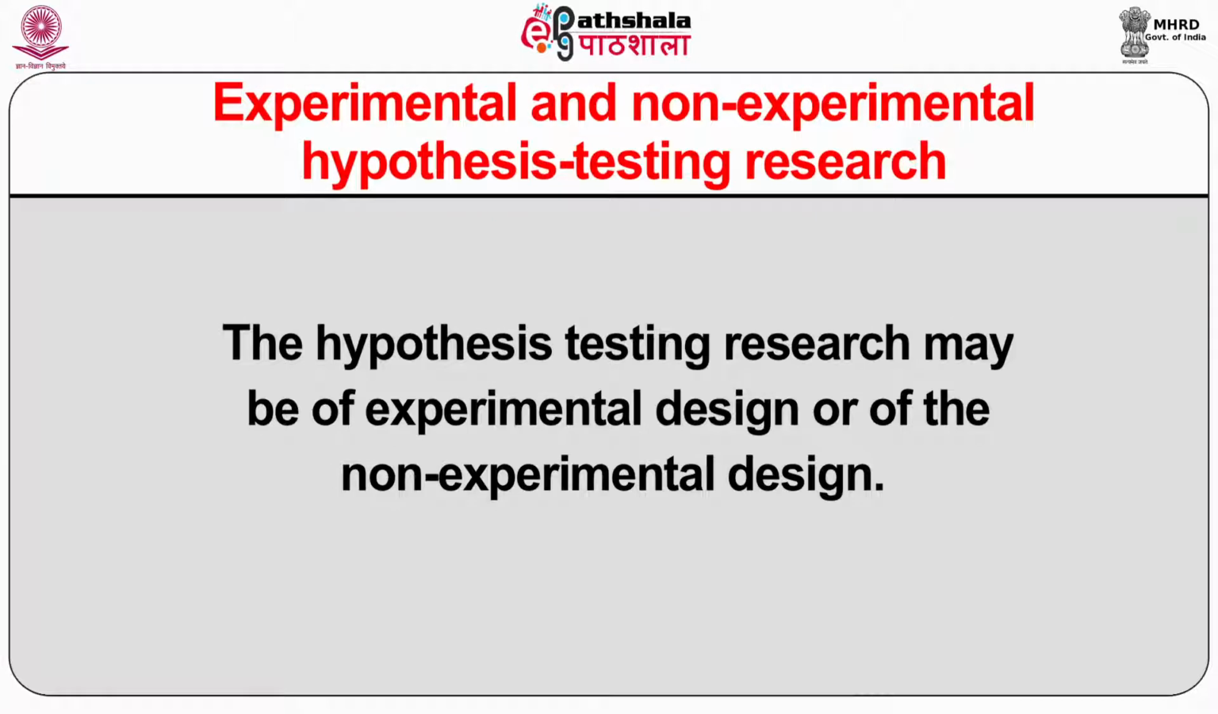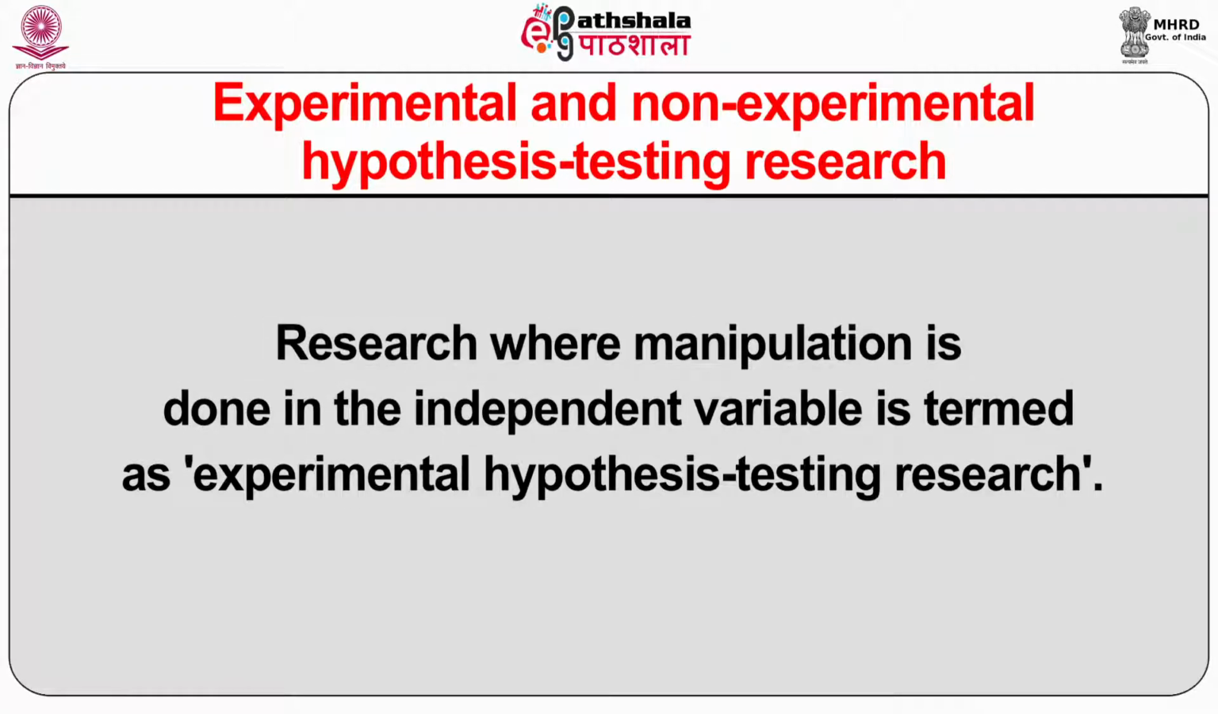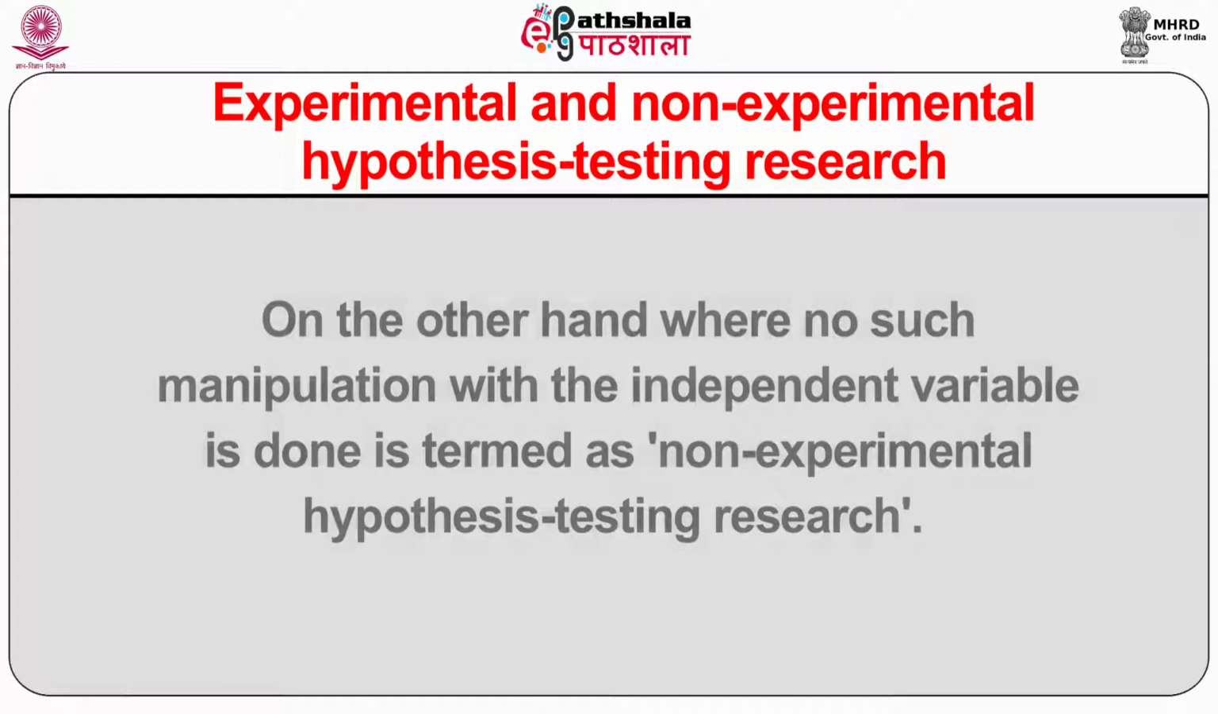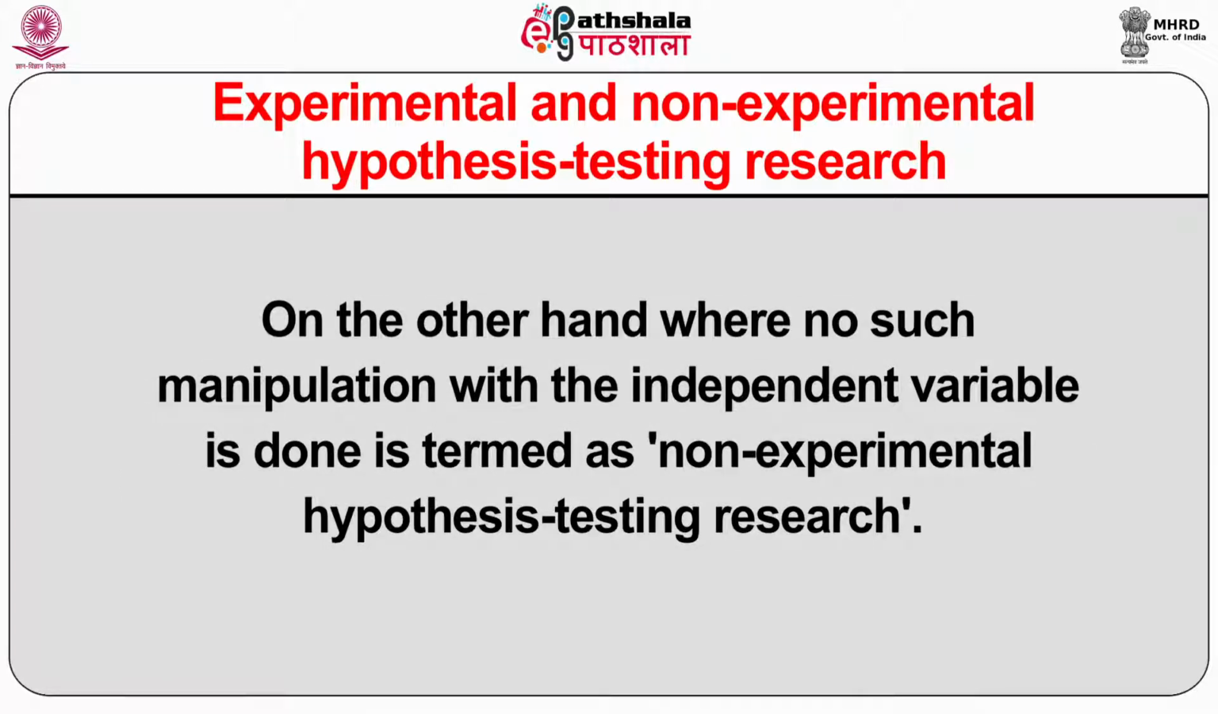The next concept: experimental and non-experimental hypothesis testing research. When the primary objective of the research is to test a research hypothesis, it is termed as hypothesis testing research. It is unlike exploratory research, where discovering something new is the primary objective. Hypothesis testing research may be of experimental design or non-experimental design. Research where manipulation is done in the independent variable is termed as experimental hypothesis testing research.